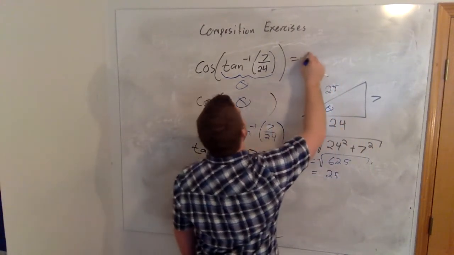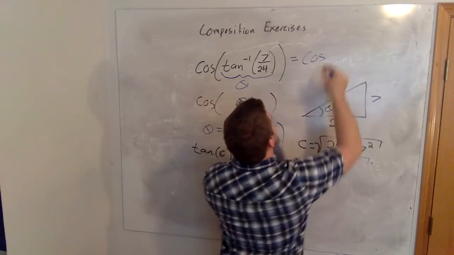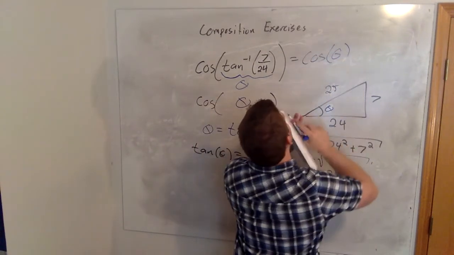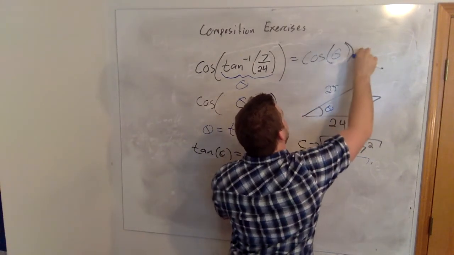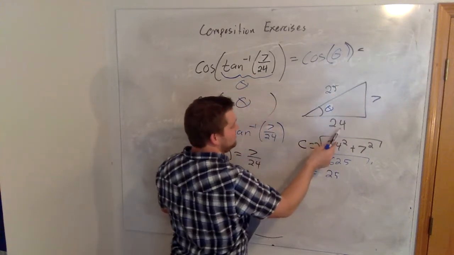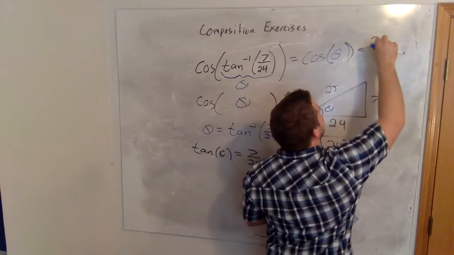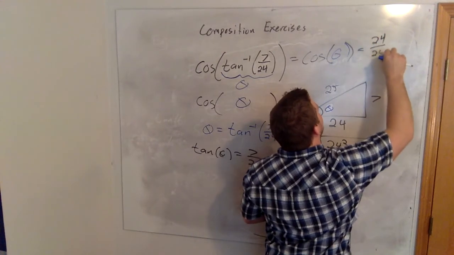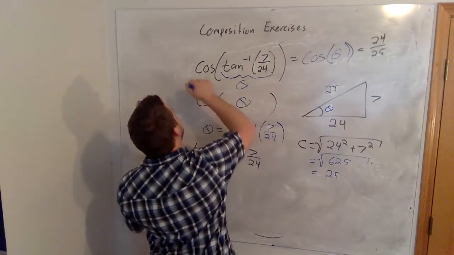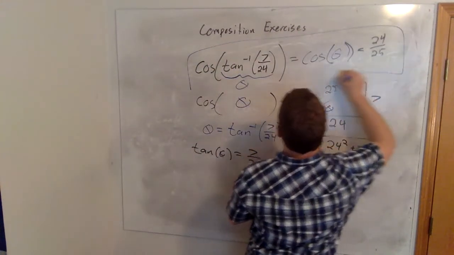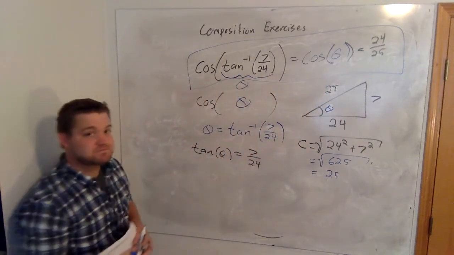So what we're trying to figure out is, what is cosine of this angle? Cosine is adjacent over hypotenuse. 24 over 25. Fun. And there we have it.